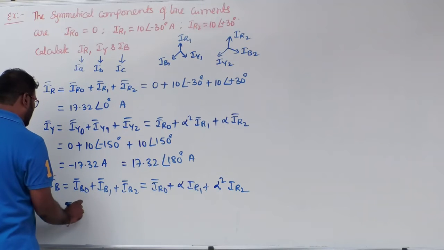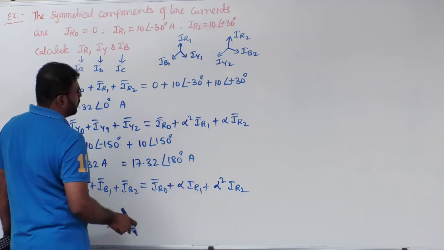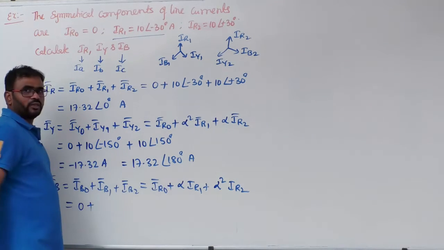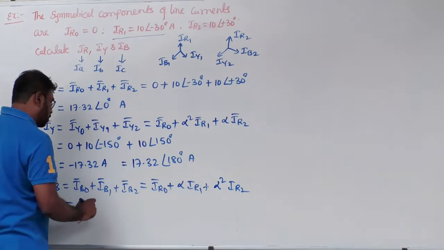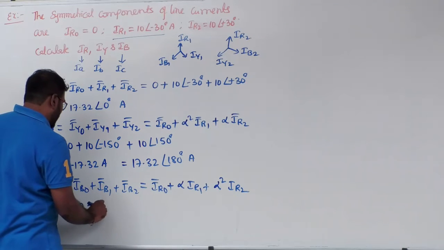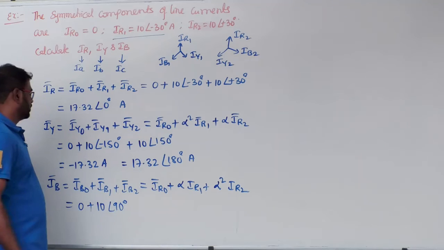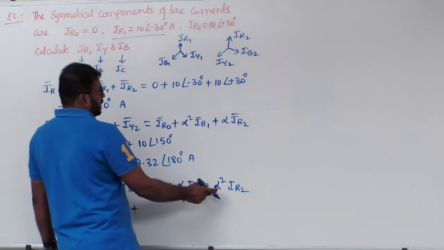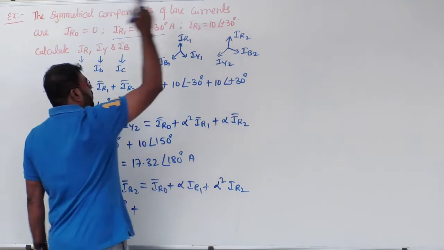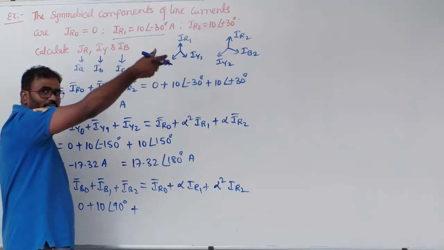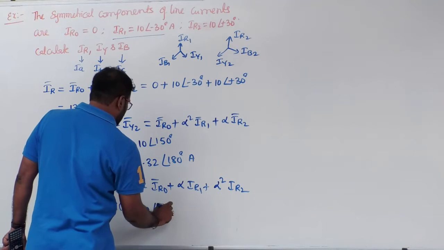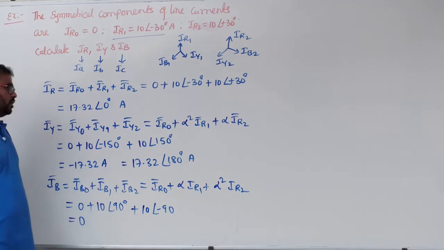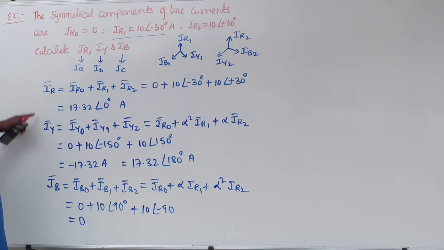So substitute: IR0 is anyway 0, plus alpha times IR1. IR1 is 10 at an angle minus 30, plus 120, so minus 30 plus 120 is 90 degrees. So directly 10 at an angle 90 degrees, plus alpha square, 1 at an angle minus 120; minus 120 plus 30 degrees will be minus 90. So 10 at an angle minus 90 degrees. I can write this as plus j10 minus j10, which is 0. Clear? So that's about IR, IY and IB.